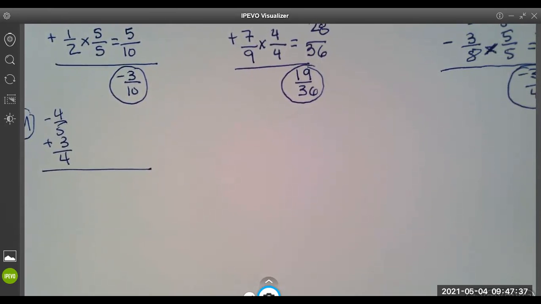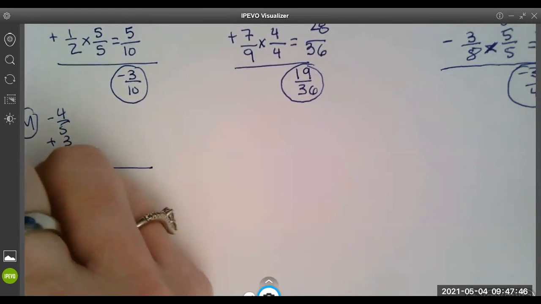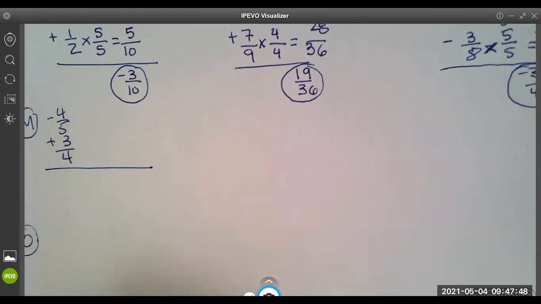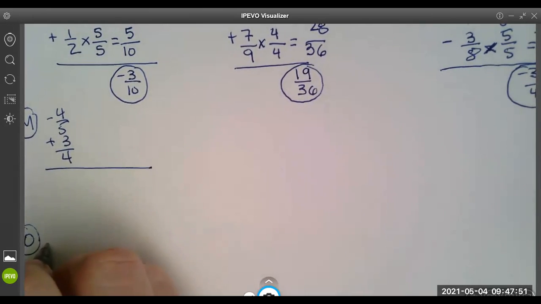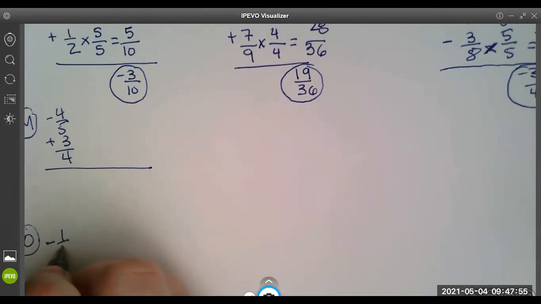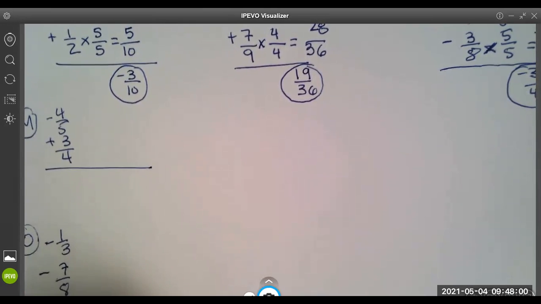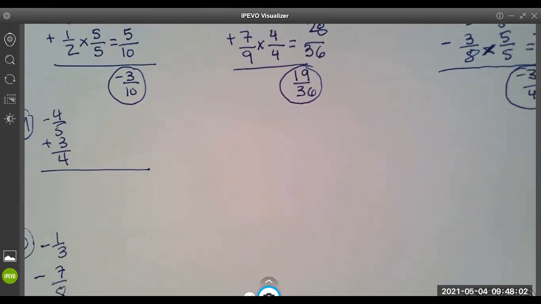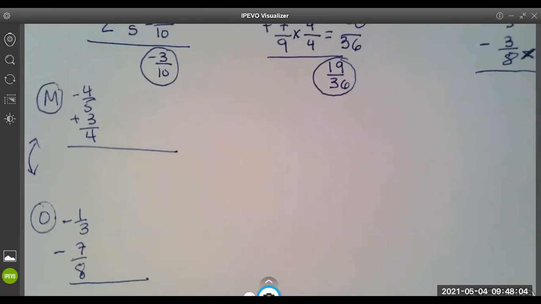Is it O? Oh, I skipped a row. You're correct. We're going to do M, and then I'll put O, and we'll put these, and we'll go like this. So we remind ourselves. I skipped a row. No, that's M's. O's is negative 1/3 and negative 7/8. So we'll go do O in a second. Let's get M done. Yeah, I skipped a row. We're going to do the row out of sequence. It's okay. We'll come back to it.